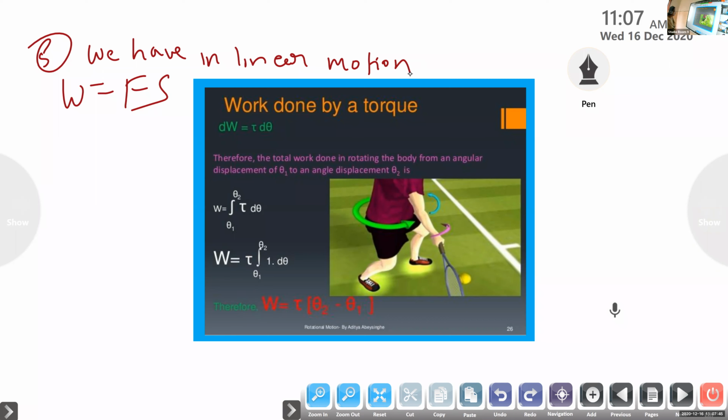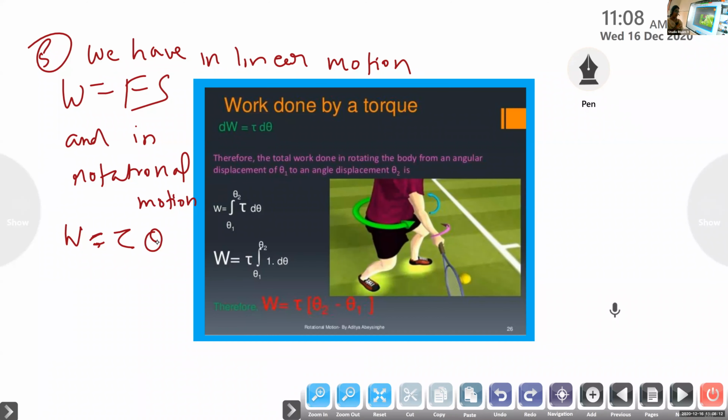And in rotational motion, work done, instead of force, we have torque, and instead of r, we can write a particular angle, theta, the angular displacement. You can write in brackets, this is also equal to F dot r. Instead of r, we are just assuming it is making an angle theta in angular displacement.